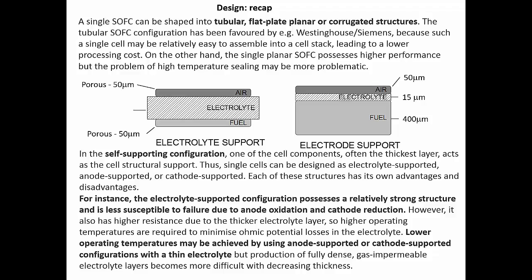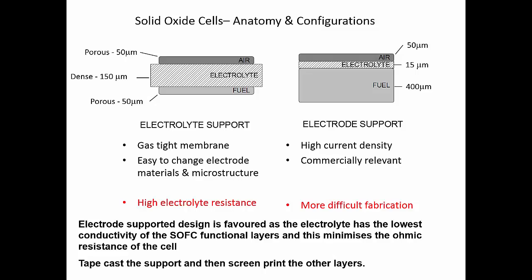So if we want to reduce the temperature of operation, then we can do this by using an anode supported or a cathode supported configuration with a thin electrolyte. Here the cell resistance or the ohmic resistances will be lower, but the production of a fully dense, gas impermeable, thin electrolyte layer becomes more difficult as we decrease the thickness of that electrolyte layer. This slide just summarises what we've said previously about performance related to gas tightness and current density.